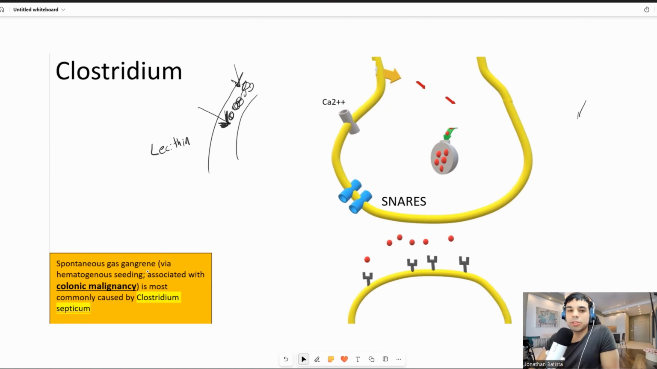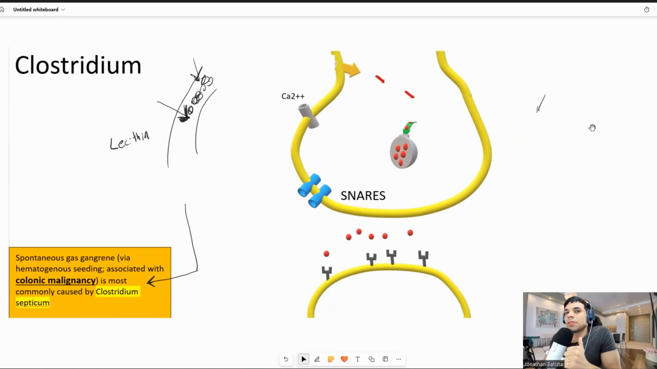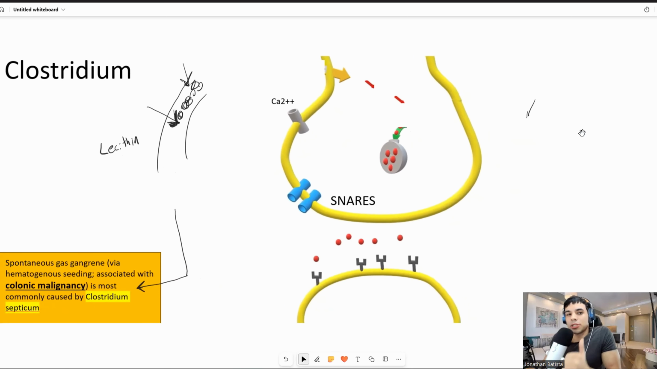But here we're talking about something else because it will present with a gas gangrene. It will present the same way as perfringens. The only difference is that you'll see that the patient can have colonic malignancy. And it's called Clostridium septicum. But yeah, Clostridium is very interesting if you think about it. Clostridium, we have also botulinum, right? We have Clostridium tetani, and they have a different type of mechanism.